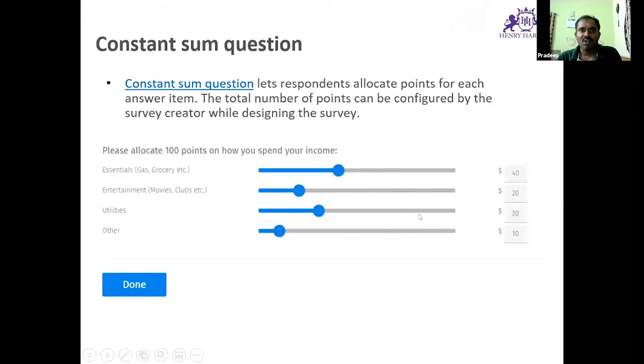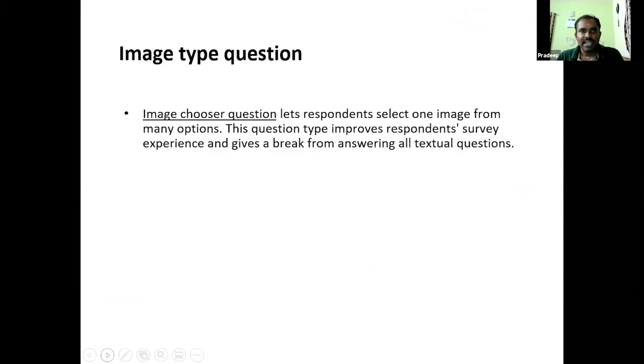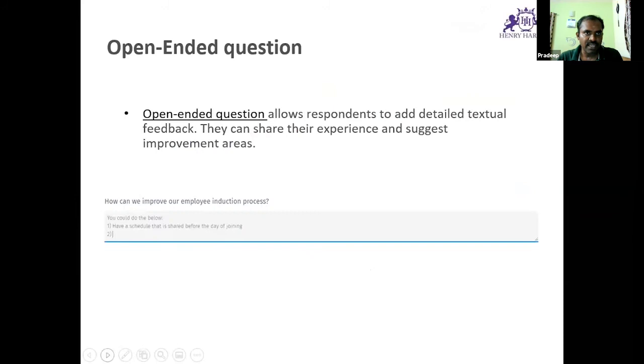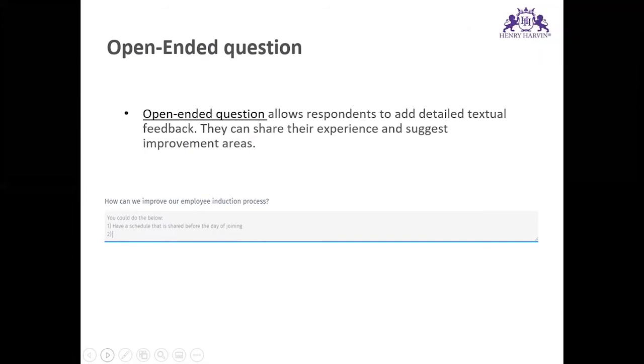This is something called constant sum questions. You can allocate points, maybe out of 100 points, how many points you allocate for that particular question. There is also the image type question. For example, how do you like your coffee? Which kind of coffee do you like? They just need to click on that particular image. There are open-ended questions and closed-ended questions. There are different survey tools. Can you mention some survey tools? I know one called Survey Monkey. Yeah, Survey Monkey.